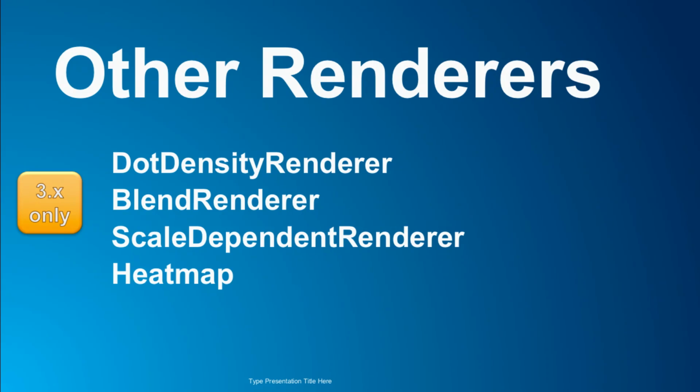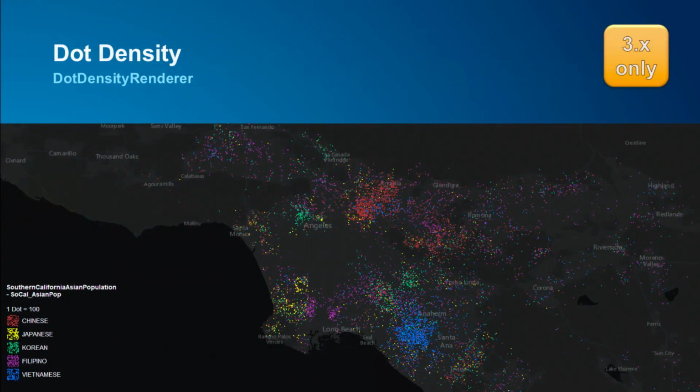Then there's a whole suite of other renderers which are only in 3x as of now, and we're evaluating for 4. Starting with dot density. Dot density is an example of a type of cartographic technique where you draw dots in polygons based on an attribute value. So in this case, I think we have census tracts, and the census tract has the Asian population. And in this case, 1 dot equals 100. So for every 100 people in that Asian population, we're going to draw a single dot, and it presents a pretty interesting visualization.